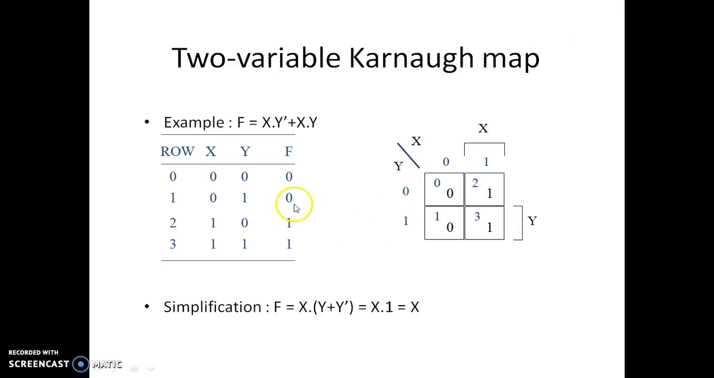The first step is to draw a truth table. If it is a 2 variable K-map, there will be 4 possible combinations. This is the truth table, which is the first step. 0, 1, 2, 3. We can represent it in binary: 0, 0, 0, 1, 1, 0 and 1, 1. For a 2 variable K-map there are 4 possible combinations, and this F column is an output which is based on the given condition.